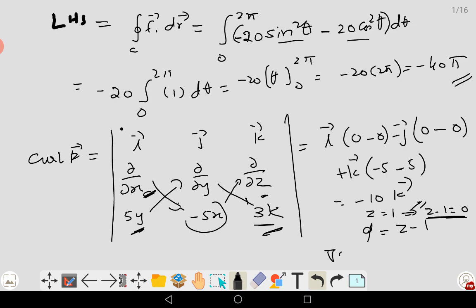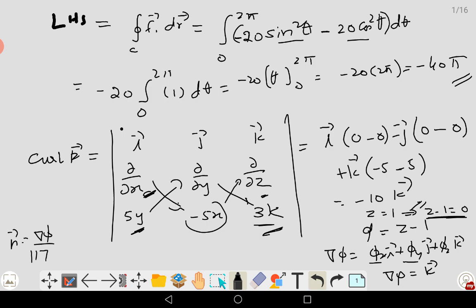What is the gradient of this one? It is phi x i, phi y j, phi z k, isn't it? And these two components are 0 because there is no x, there is no y. Phi z, when you differentiate with z, will be 1. So del phi is equal to k vector and its norm will be 1. Therefore, n vector is del phi divided by norm of del phi, which is k vector divided by 1, which is k vector. So we got the unit normal vector, which is k vector.